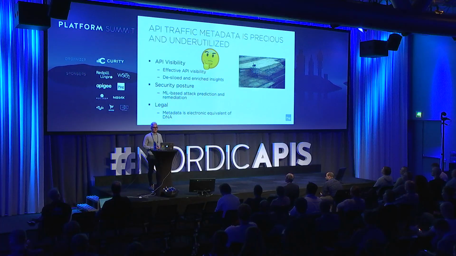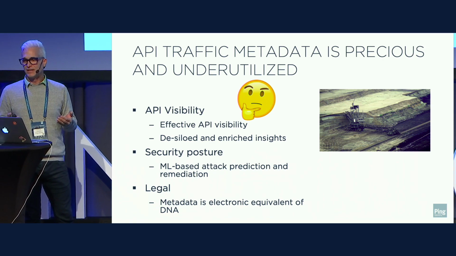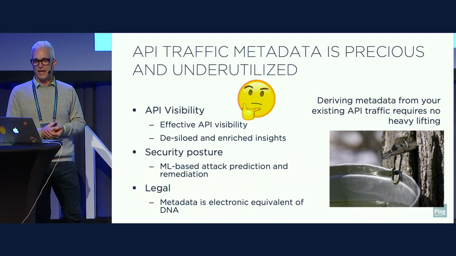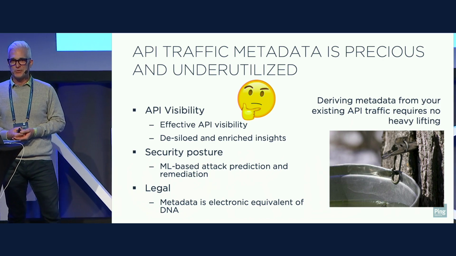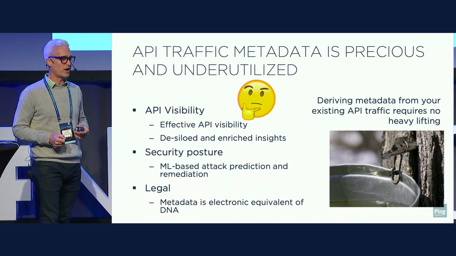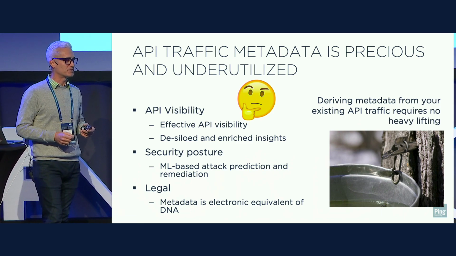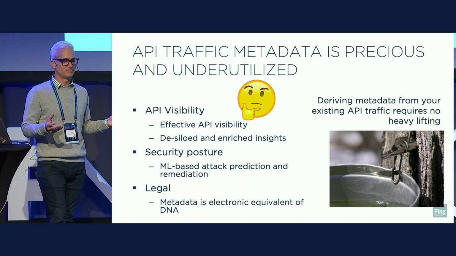So I talked about API traffic metadata, and I had this image of really heavy machinery, which is what mining looks like. But I think it's actually the wrong analogy. I think that API traffic metadata does not require heavy lifting. And I think a better analogy, I grew up in Quebec. My father was a maple farmer. We produce maple syrup. And to me, this is a better analogy. It's beautiful. You just tap the tree at the right time of year. The extra sap flows. All you have to do is boil it at a certain temperature for a certain time, and you get the desired product. I love it.